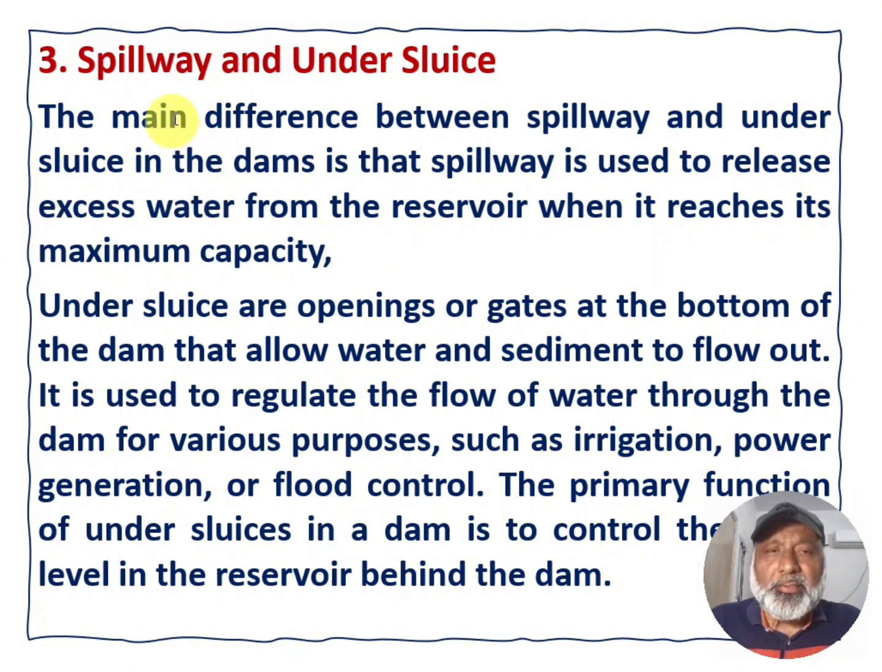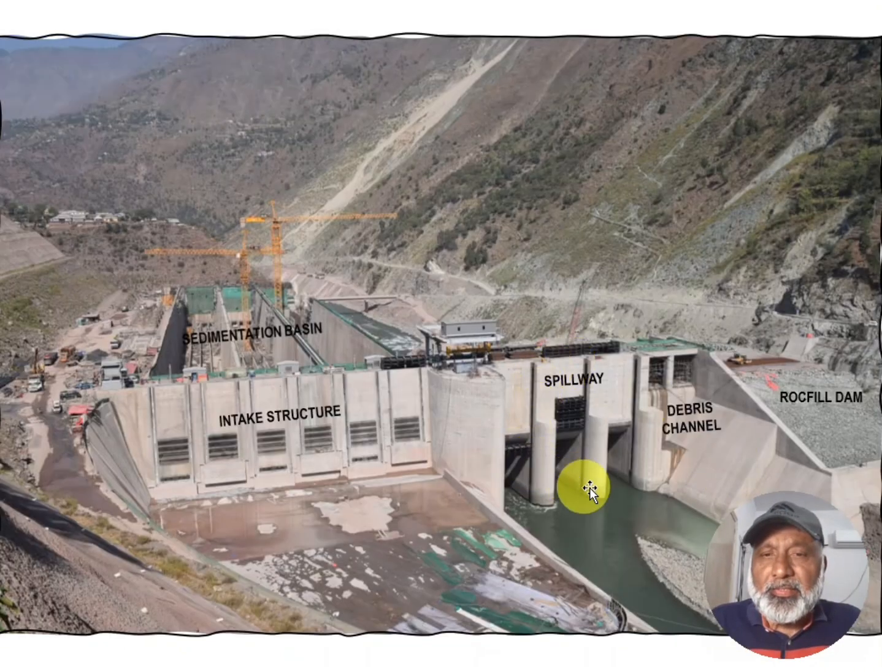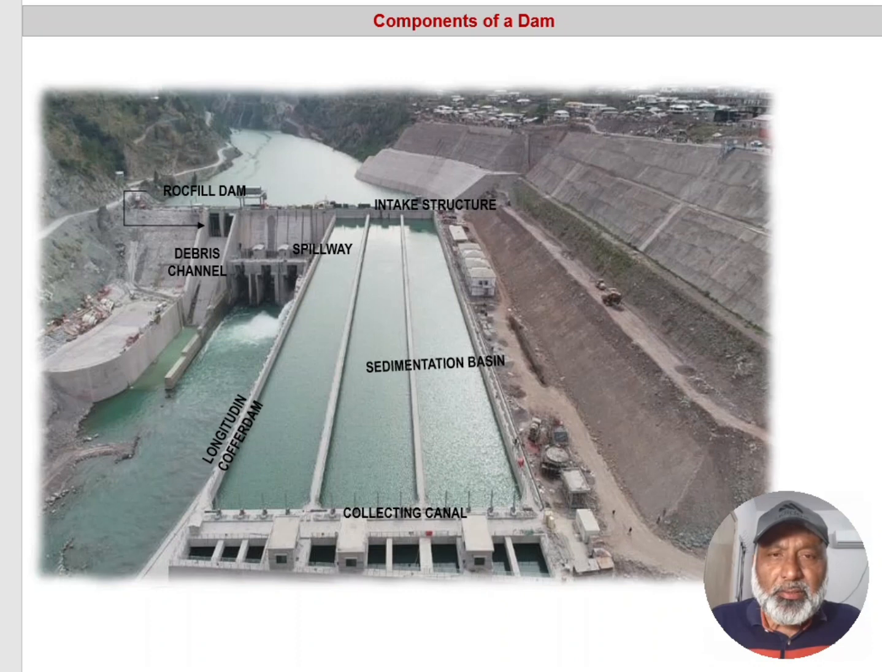Now the next structure is the spillway and undersluice. I'll show you the first picture. This is the spillway, and these small openings below the intake gates are the undersluice openings. In the other picture, looking upstream, this is the spillway, and the undersluice can be seen from the upstream side.